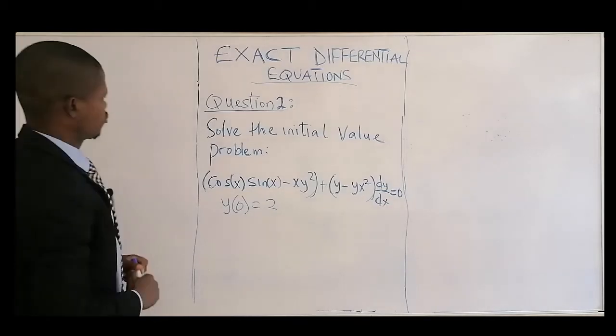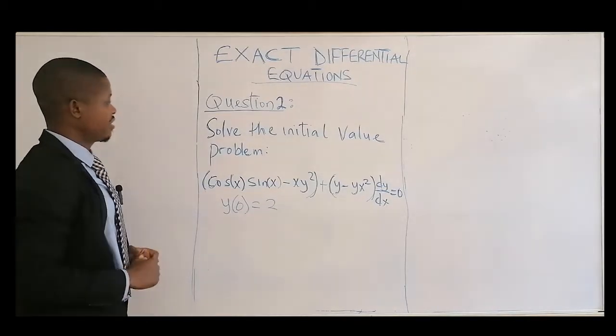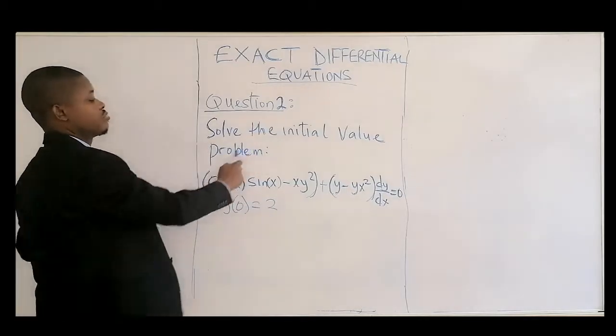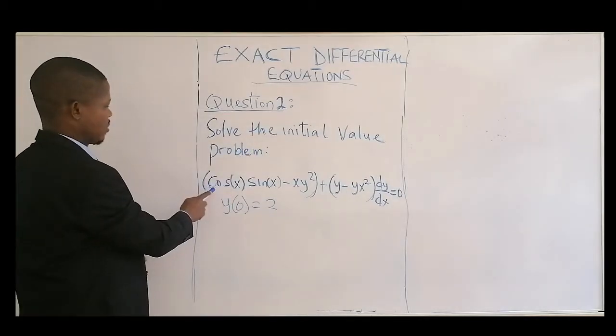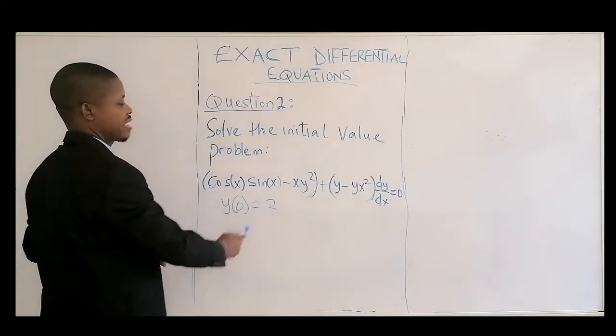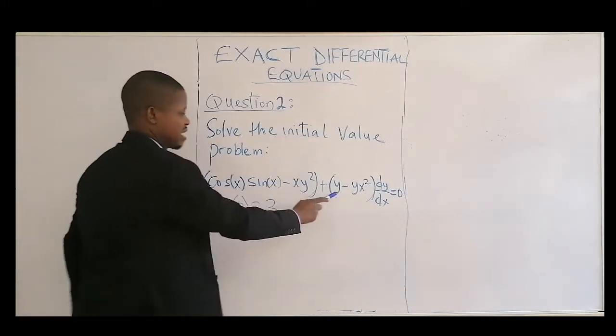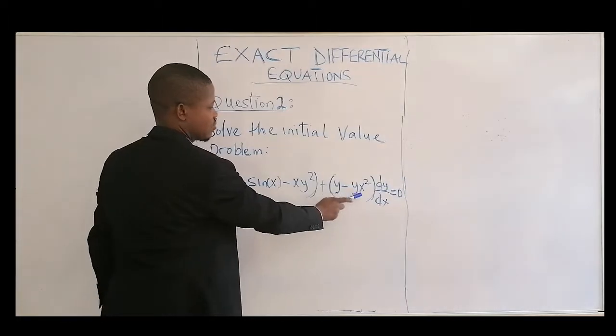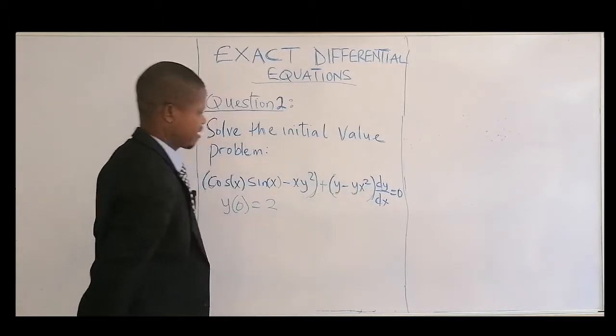Yeah, we are looking at question two. Question one is in the previous video. Solve the initial value problem. And you can see we have cos x times sin x minus xy squared, and then plus y minus yx squared, that's it, y dx.